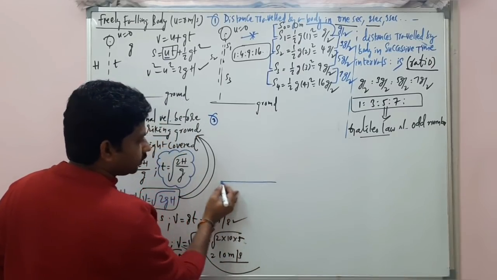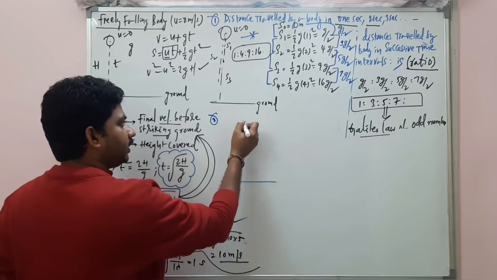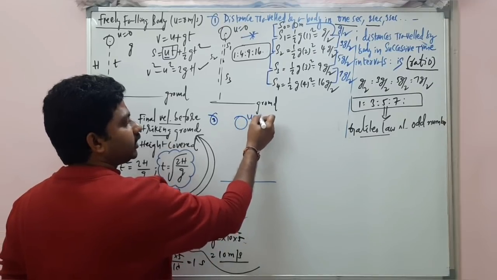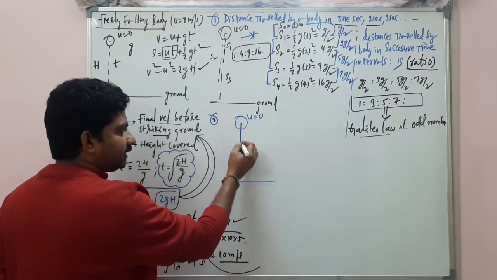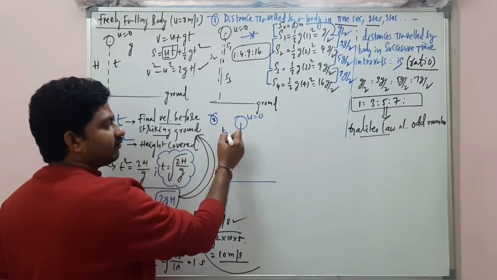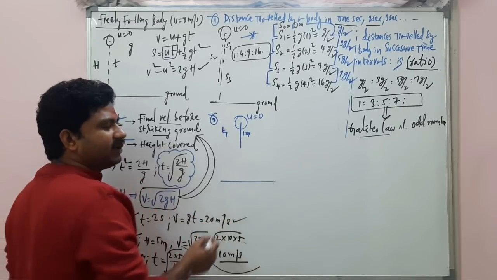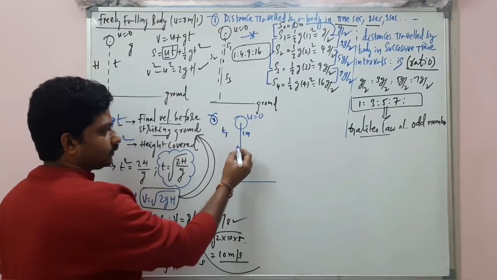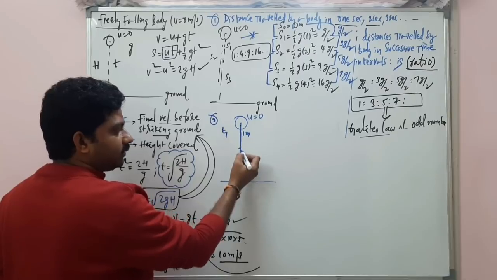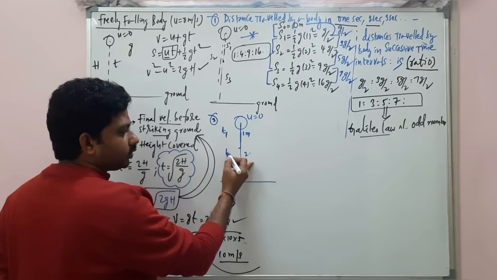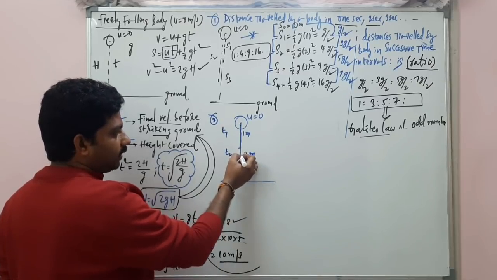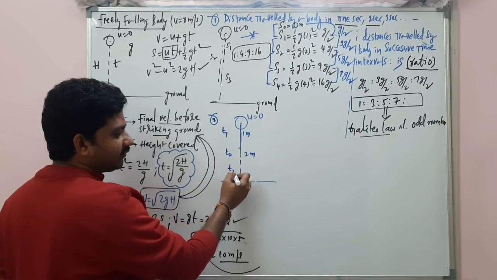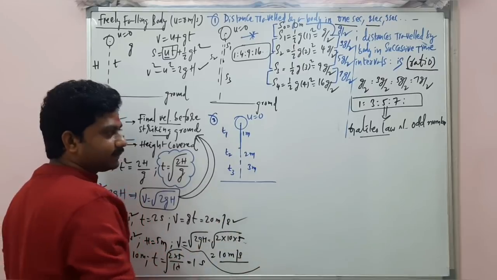This is the ground. From here, an object is freely falling. The time taken by this body is t1 when the distance traveled is 1 meter. The time taken by the body is t2 when the distance traveled is 2 meters, and t3 when the distance traveled is 3 meters.